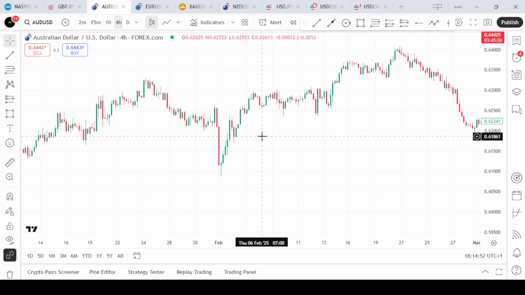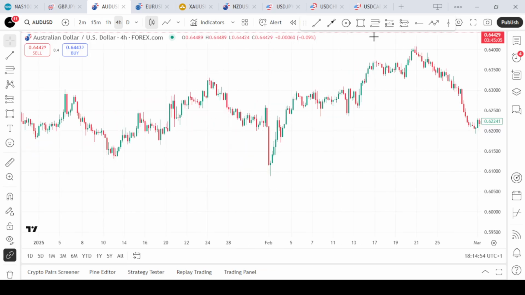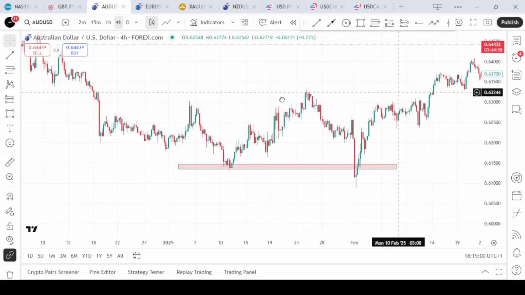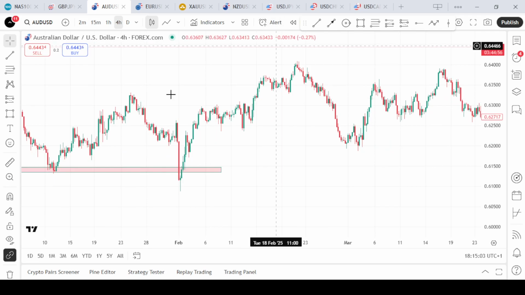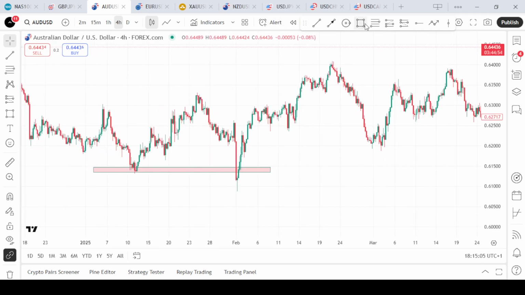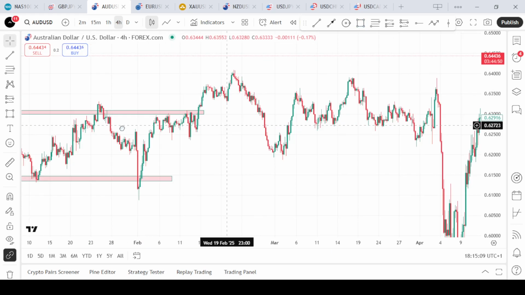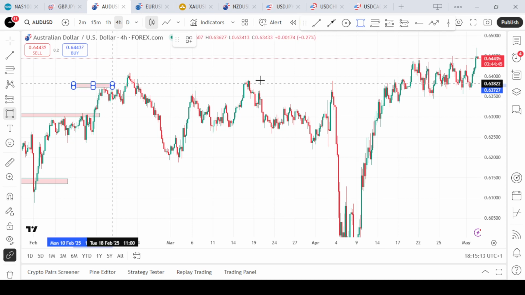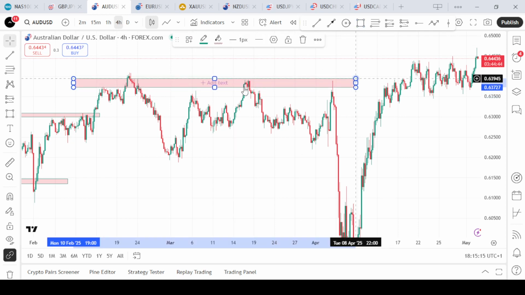We start by identifying key support and resistance areas in the market, and as I can see, this is a key support region in the market. This is also a key region, and this is also a key region in the market. You can see price is respecting these areas in the market.